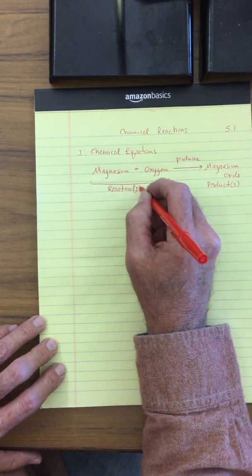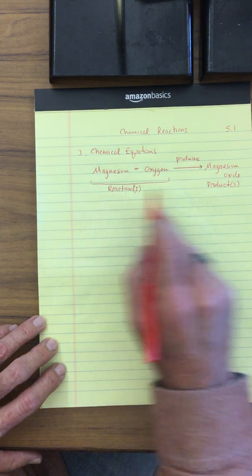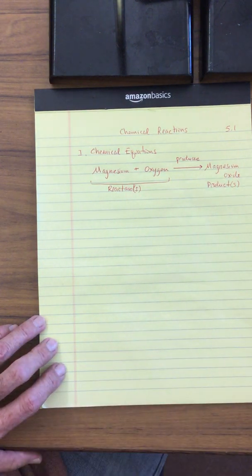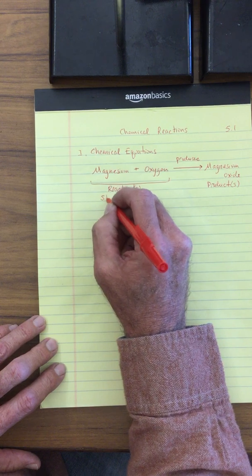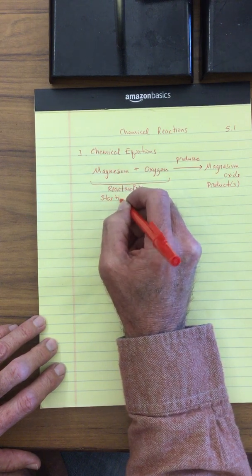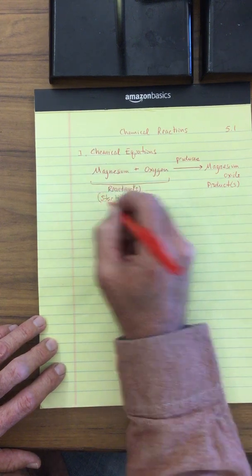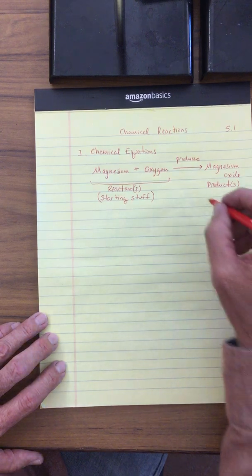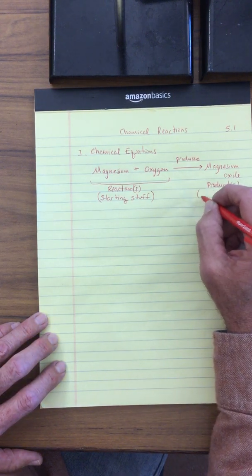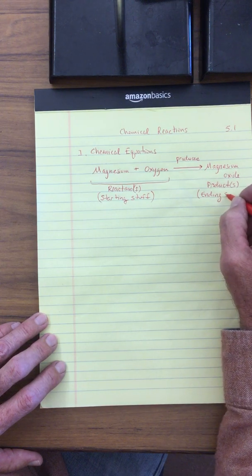Because you can sometimes start off with a single reactant and produce multiple products, or you can start off with multiple reactants and produce a single product. So my reactants, this is my starting stuff: the starting materials, the starting substance or substances. And my product, my end product, is going to be the ending stuff.